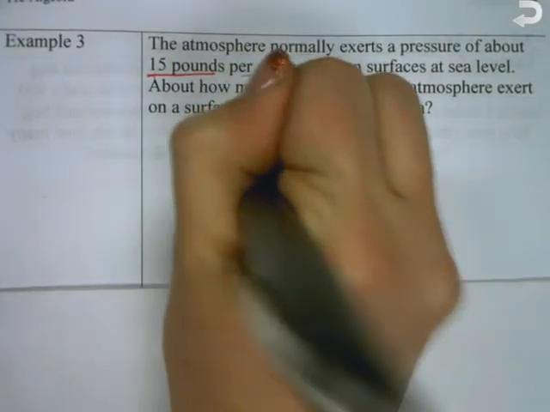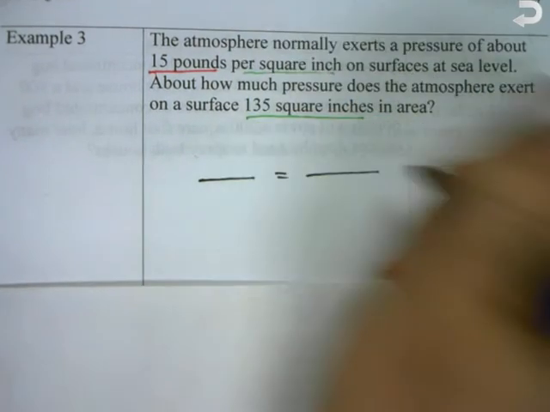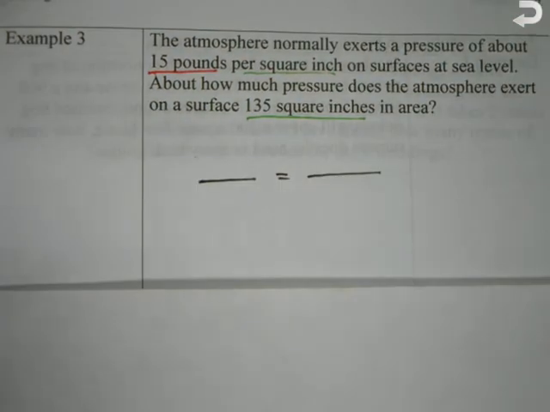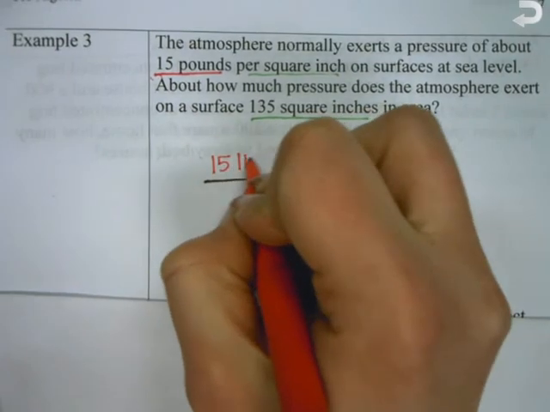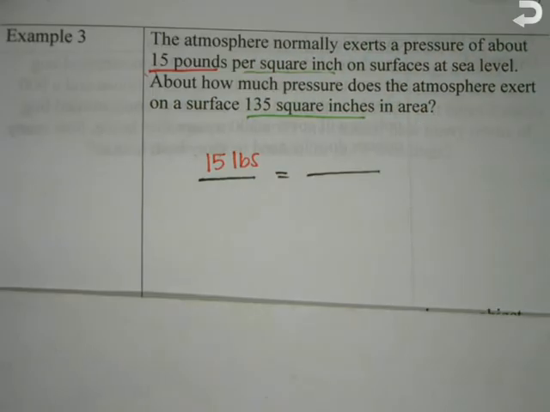We first need to set up a ratio for what we already know. 15 pounds per square inch. So if it just says per square inch, how many square inches is that? 1. Just 1. So over 1 inch squared.